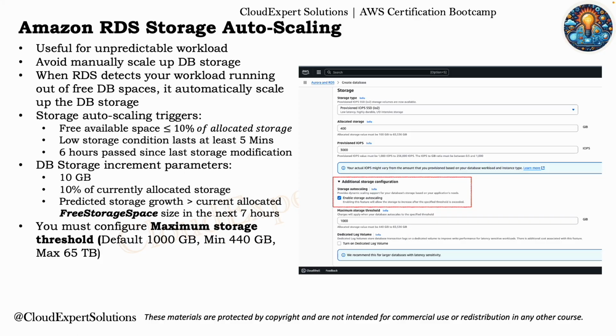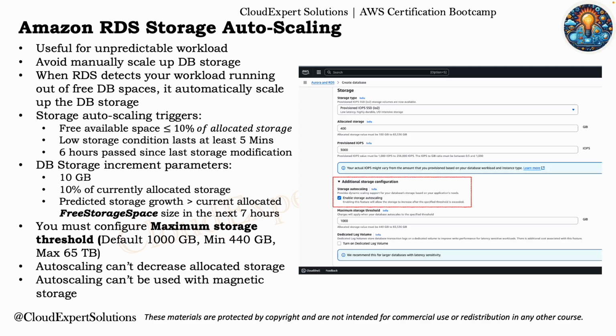Once the storage has been incremented, you can't reduce the amount of storage for a database instance, and autoscaling can't be used with magnetic storage devices or EBS magnetic volume types.